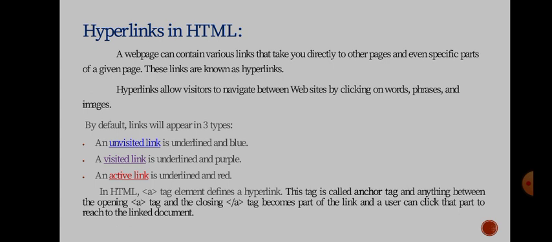In HTML, a hyperlink, or simply a link, is specified using the HTML a tag. This tag is called the anchor tag, and anything between the opening a tag and the closing a tag becomes part of the link, and a user can click that part to reach the linked document. It means once you click the link, it will redirect to the specified web page.